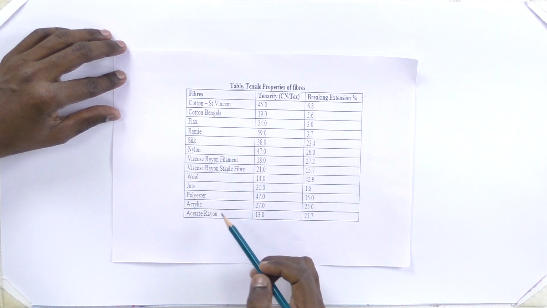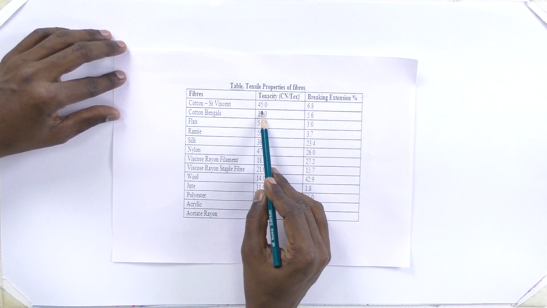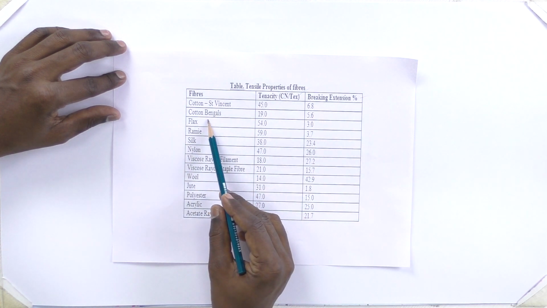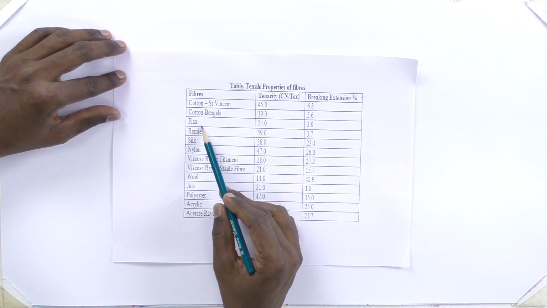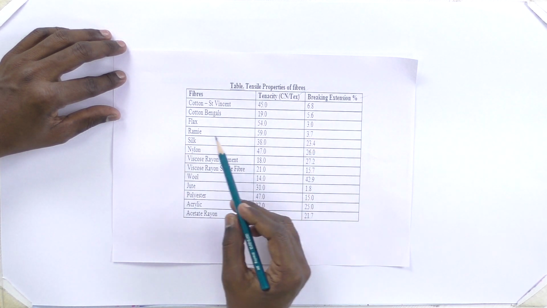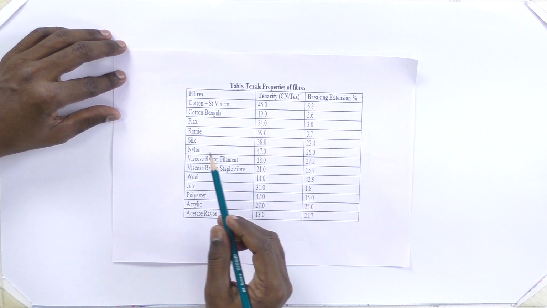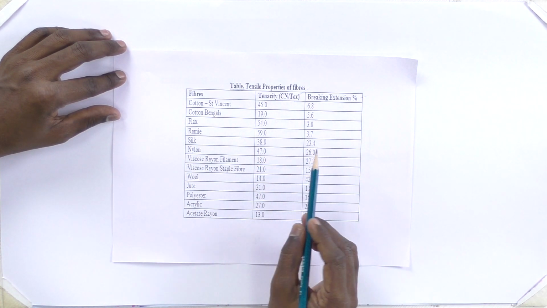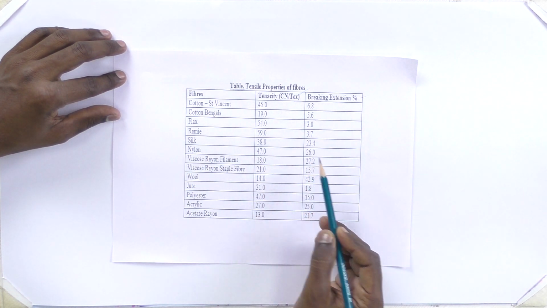So, here is the list of fibers. Strain Winston cotton has 45 cN per tex tenacity and a breaking extension of 6.8. Bengal cotton has 19 tenacity and 5.6 breaking extension. Flax has 54 tenacity and 3% breaking extension. Ramie has 59 tenacity, 3.7% breaking extension. Silk has 38 tenacity, 23.4 breaking extension. Nylon has 47 tenacity, 26% breaking extension.